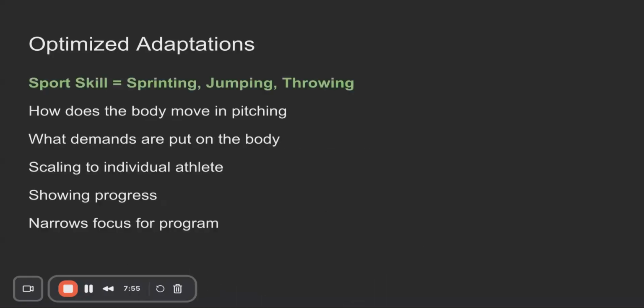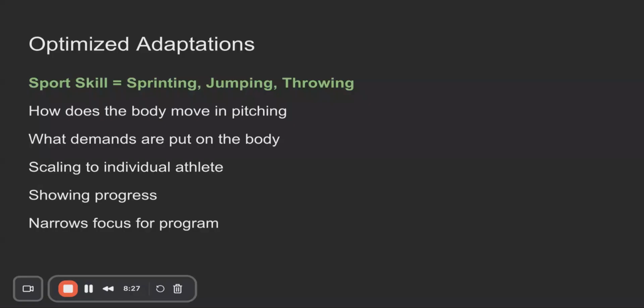We then look at optimized adaptations. So we first have to look at the sport skill. Are they sprinting? Are they jumping? Are they throwing? What specifically from an athlete's sport can we increase? What adaptations will allow them to increase those specific skills to allow them to actually have success? When we think about this, how does the body move in pitching, for example? When we think about pitching in general, that body is very rotational. There's a lot of moving parts. What demands are put on the body?